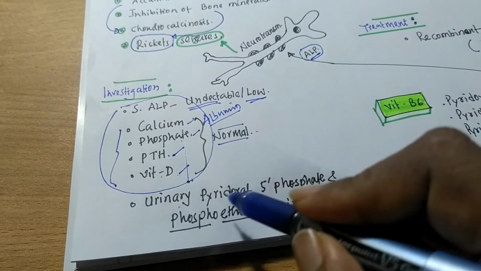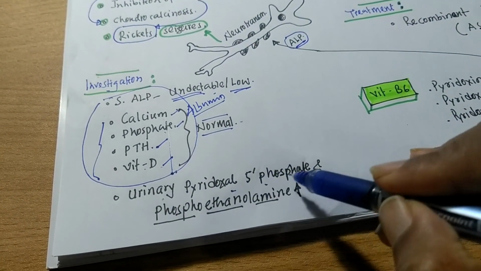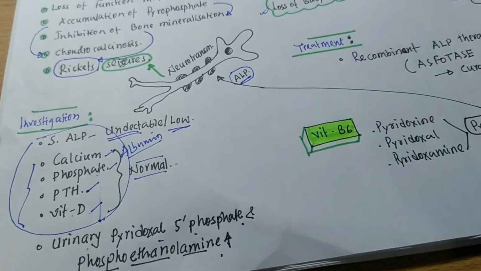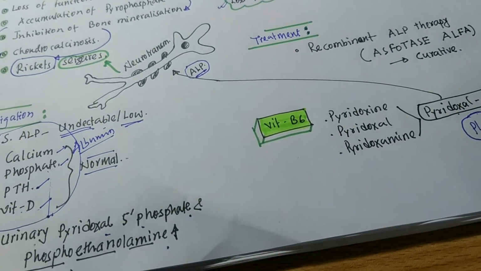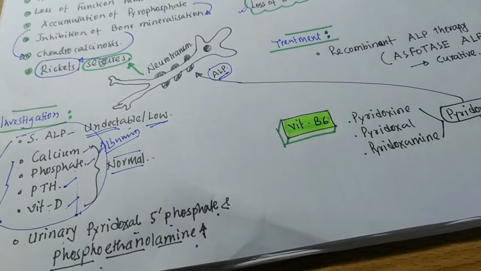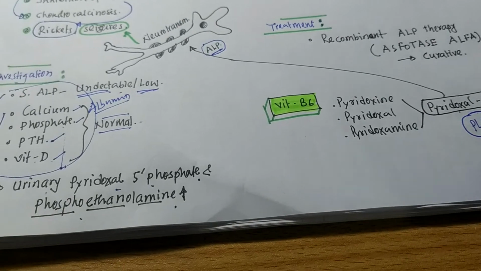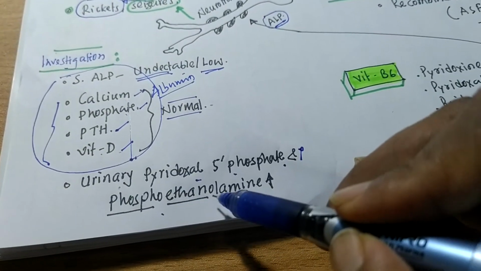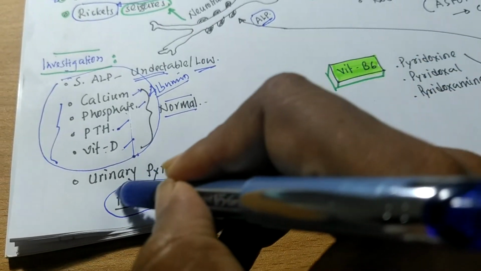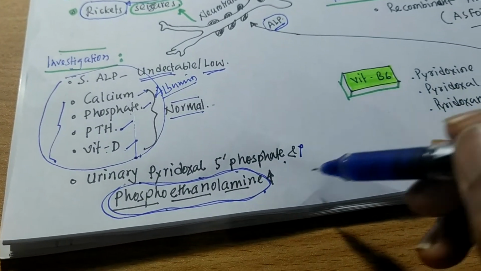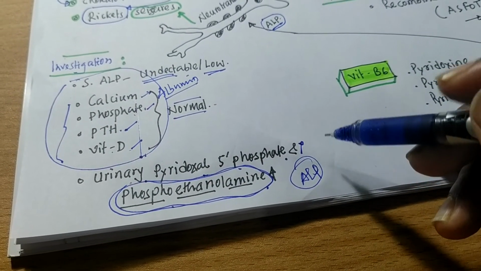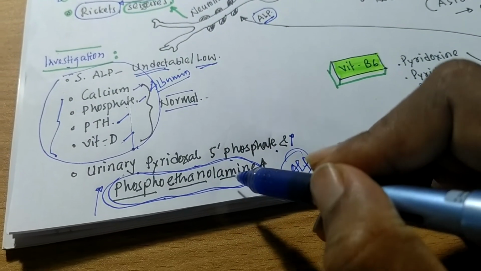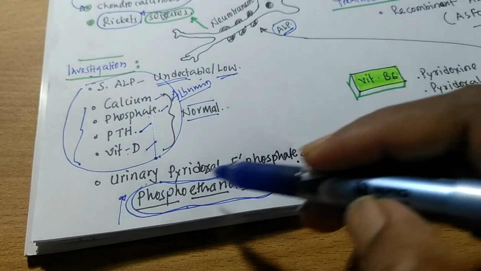Okay, and finally, the urinary excretion of pyridoxal 5 phosphate and phosphoethanolamine is found increased. Due to decreased activity of alkaline phosphatase, the pyridoxal 5 phosphate, that is PLP, remains unused, and this unused pyridoxal 5 phosphate is excreted through the kidney. So the urinary level of pyridoxal 5 phosphate will be high. And phosphoethanolamine is actually the substrate of alkaline phosphatase. Okay, as the alkaline phosphatase level is decreased, its substrate remains high, and this high substrate phosphoethanolamine is excreted through the urine. So the urinary levels of these 2 components will be high.